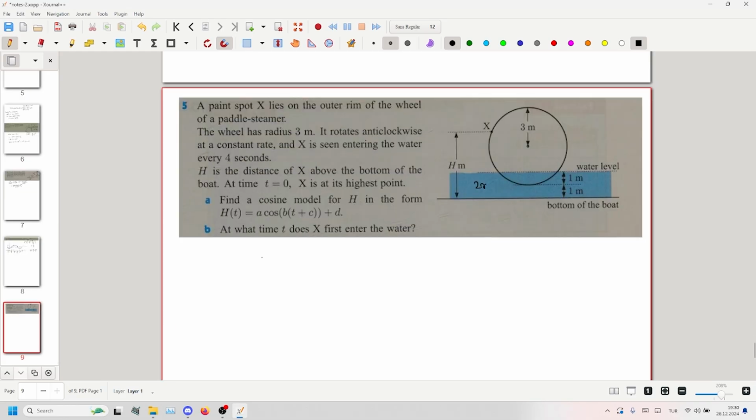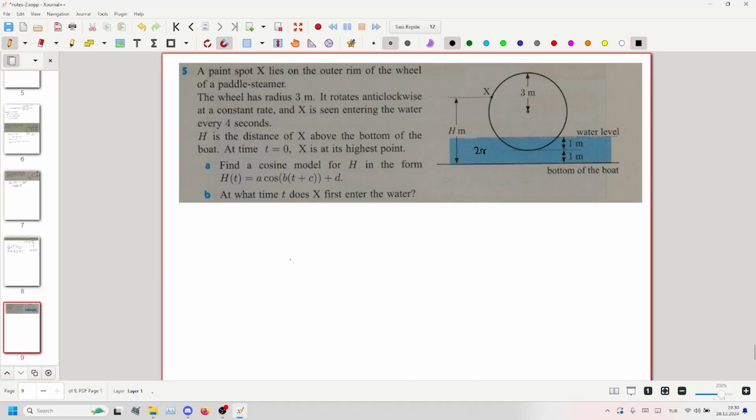This is our final question for today. This is a trigonometric modeling question. It's not too common, but it's fun to solve. It says a paint spot X lies on the outer rim of this rotating wheel. The wheel has a radius of 3 and rotates anti-clockwise, in this direction, at a constant rate, and X is seen entering the water every 4 seconds. H is the height of this point, and it wants us to model H.